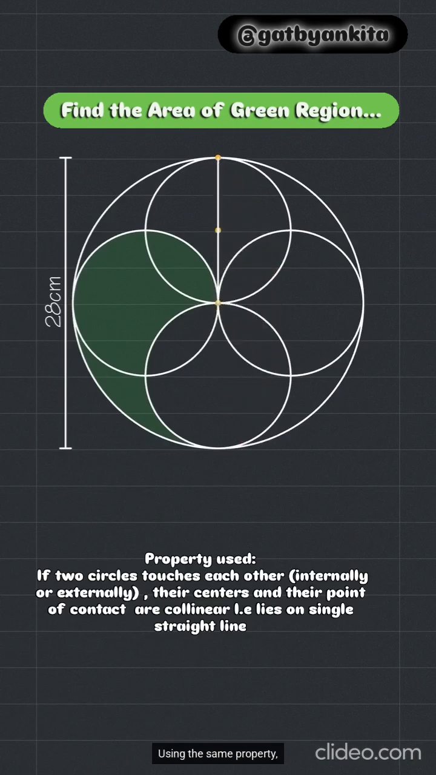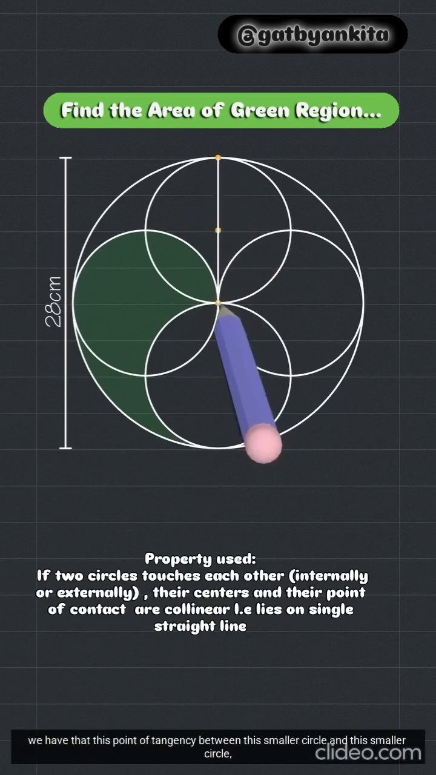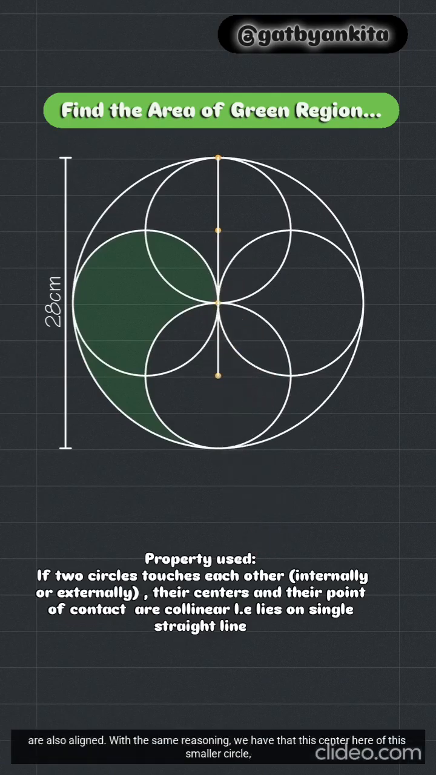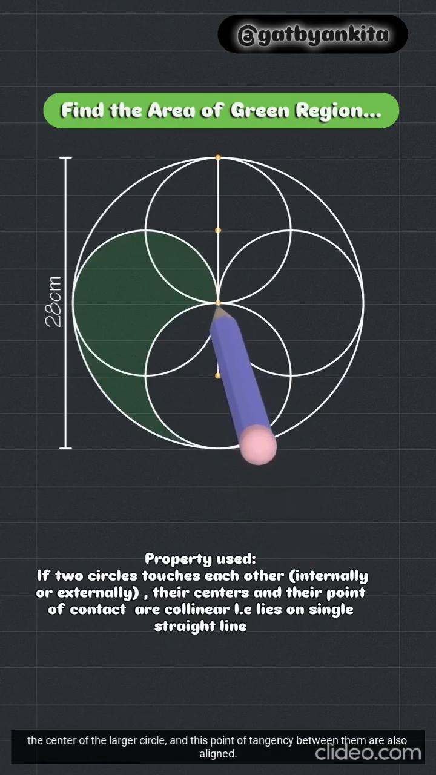Using the same property, we have that this point of tangency between this smaller circle and this smaller circle, and the center of this smaller circle with the center of the other smaller circle, are also aligned. With the same reasoning, we have that this center here of this smaller circle, the center of the larger circle, and this point of tangency between them are also aligned.